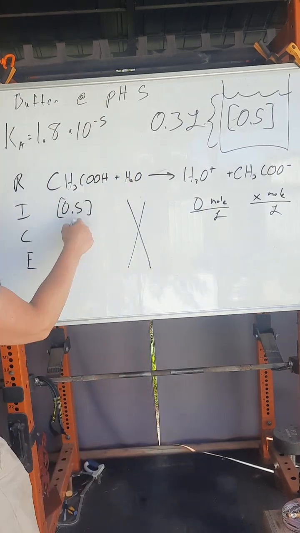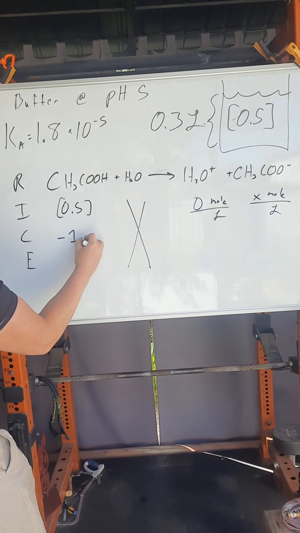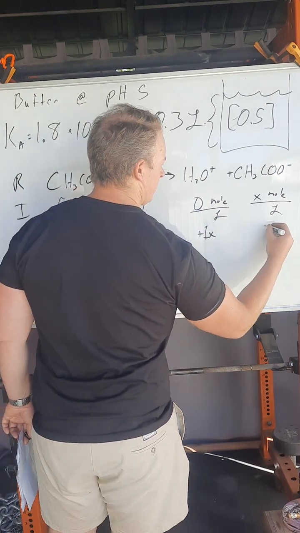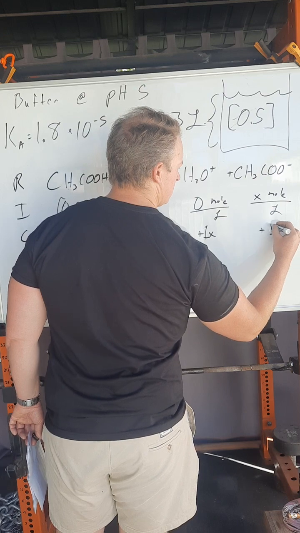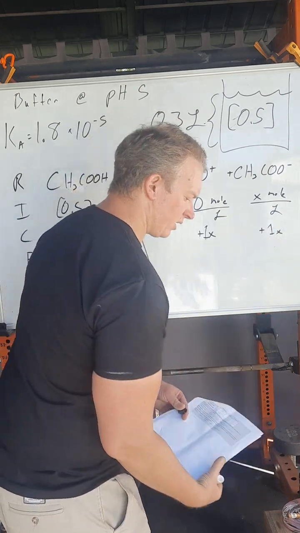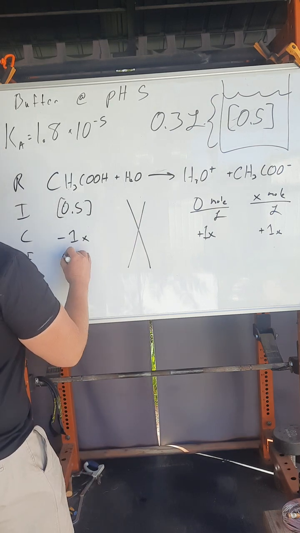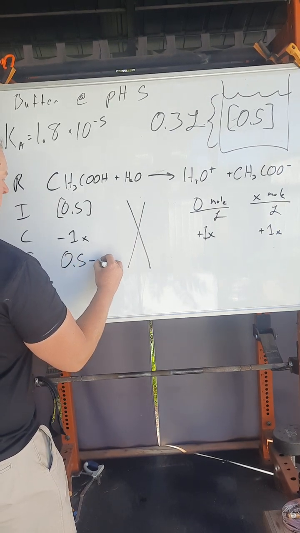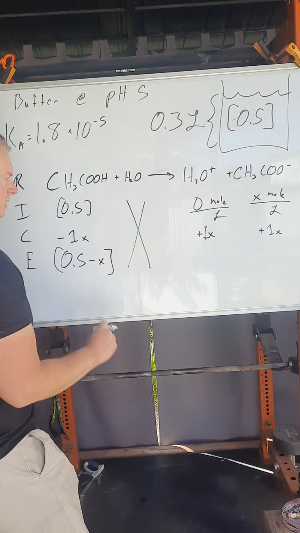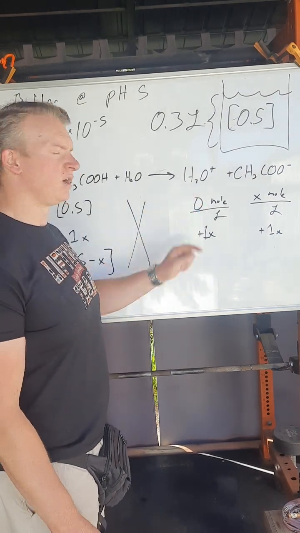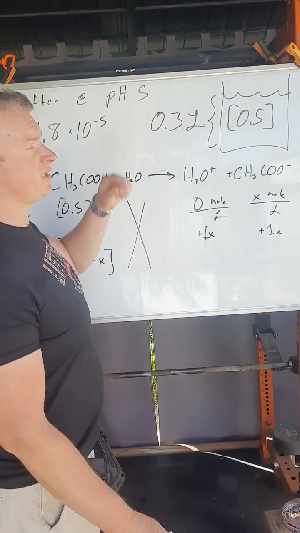This is going to go down in our change line. This is going to go down some amount. This is going to go up some amount, and this is also going to go up some amount right here. And in our equilibrium line, this is going to be 0.5 molarity minus X.